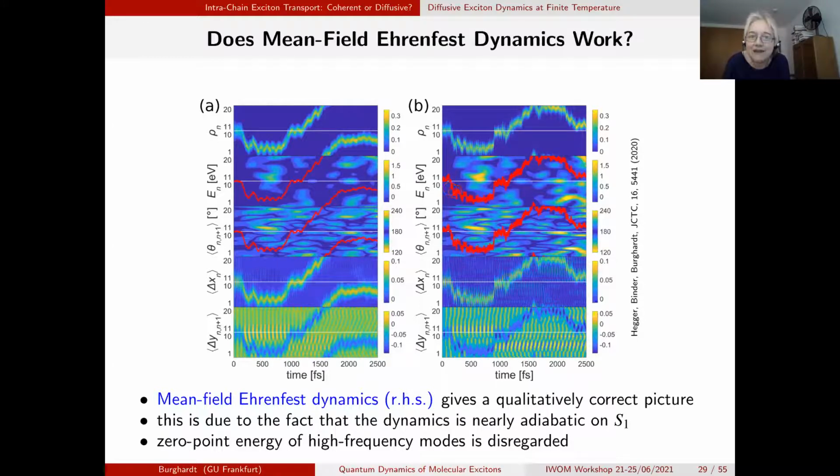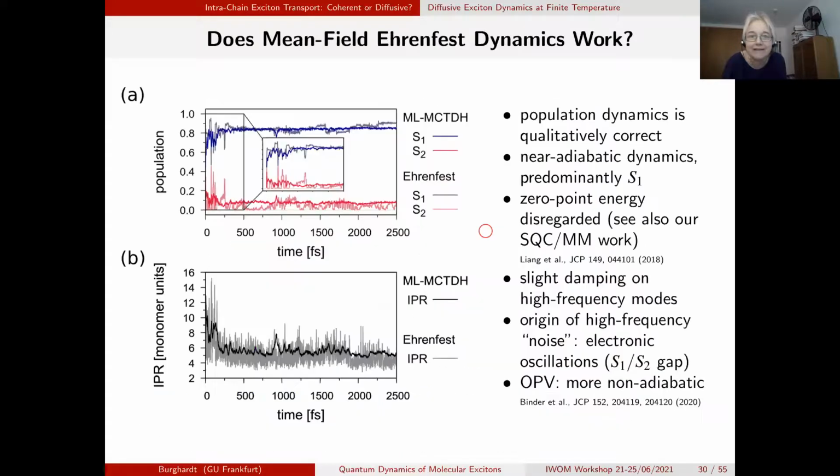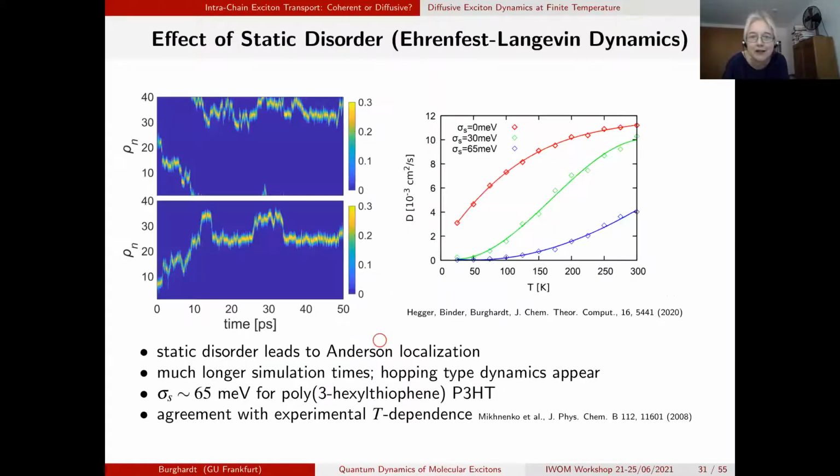But in fact, we have these very high frequency oscillations, which are due to the fact that there are actually electronic interactions between S1 and S2. This is an artifact of Ehrenfest. Still, we do compare with Ehrenfest dynamics. It's very noisy, but still it globally makes sense, which allows us then to go to much larger timescales, 50 picoseconds. We include static disorder and we get diffusion coefficients as a function of static disorder. And this finally gives curves that compare quite well with what is known experimentally.